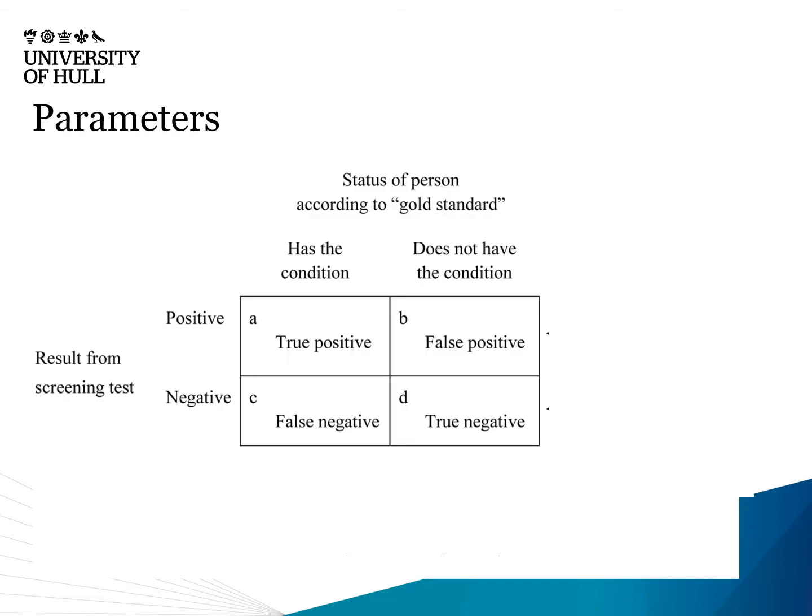So these are the parameters. We need a gold standard along the top that tells us whether the person has the condition or does not have the condition, and we need to design a questionnaire which gives us a score and a level at which we make a decision about whether the score is positive or negative. In other words, whether it's screening the person for having or not having that condition.